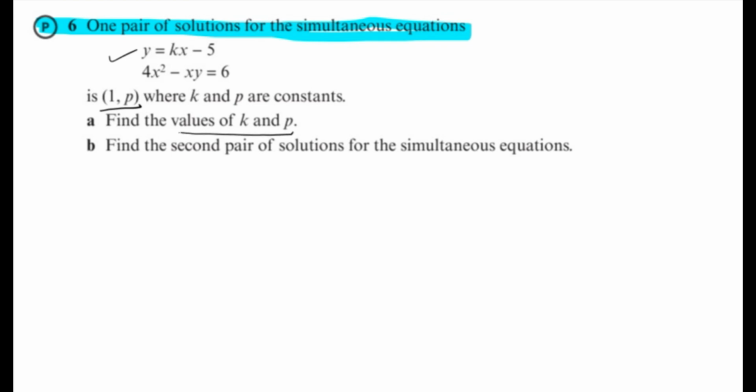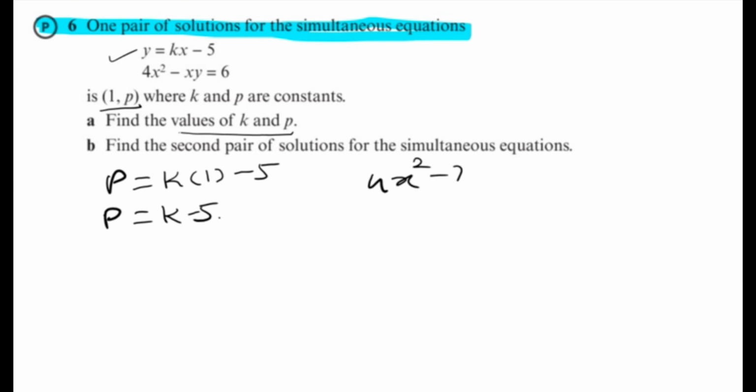So wherever I have an x, I have to substitute 1, and when I have a y, I have to substitute p. So p is equal to k into 1 minus 5. So p is equal to k minus 5. Now I will use another equation.